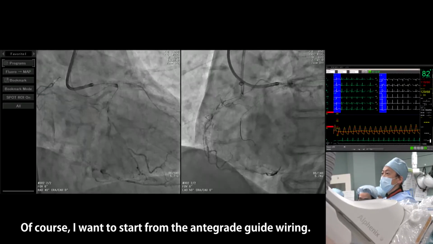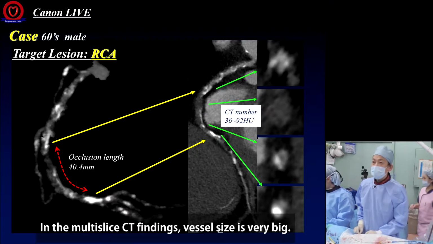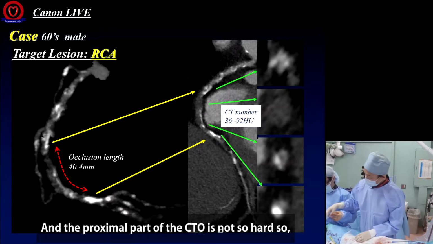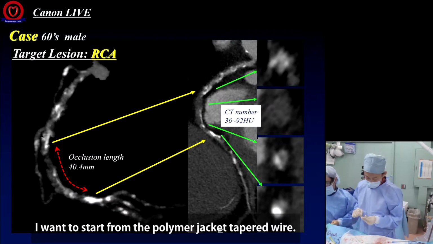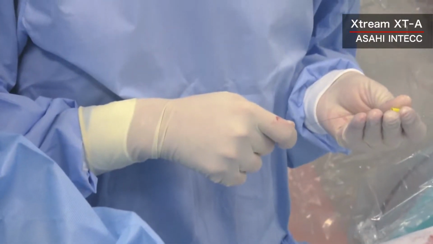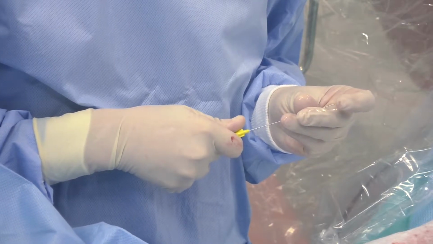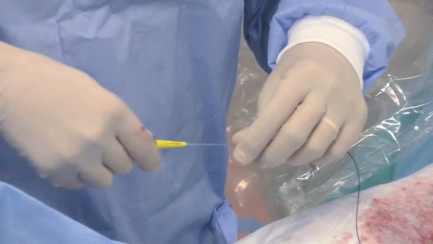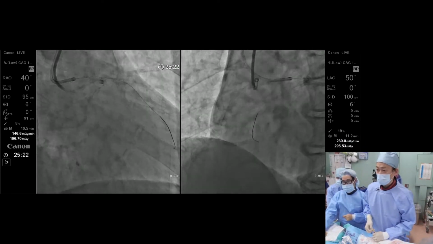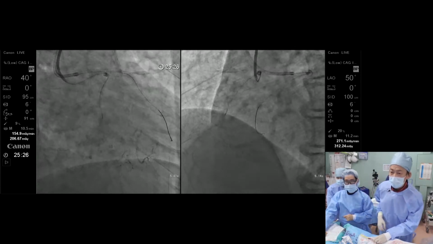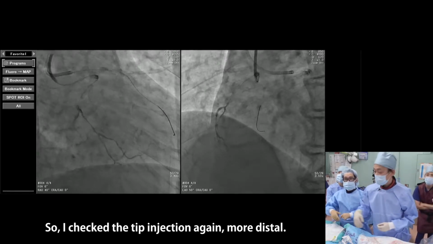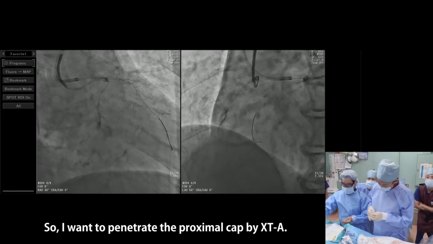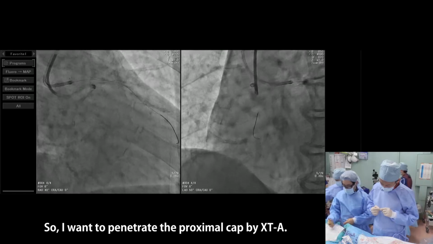Of course, I want to start with antegrade guide wiring. In the multi-slice CT findings, the vessel size is very big, and the proximal part of the CTO is not so hard. So I want to start with a polymer jacket tapered wire. This is the XTA. I checked the tip injection again, more distal, but we cannot see any channel inside the CTO. So I want to penetrate the proximal cap with the XTA.